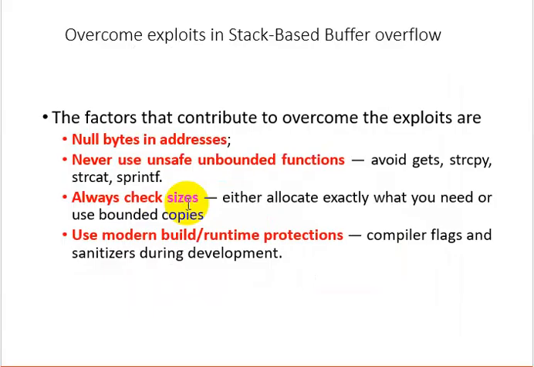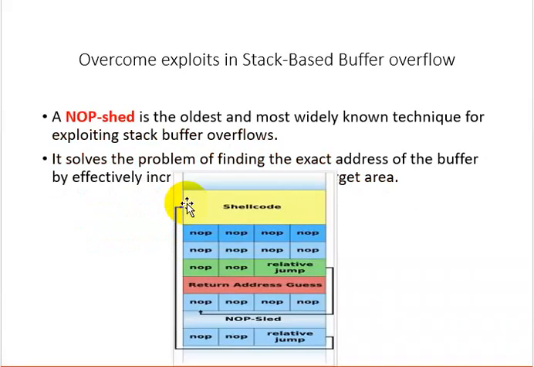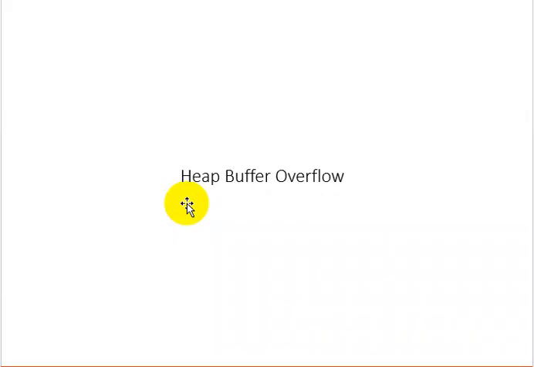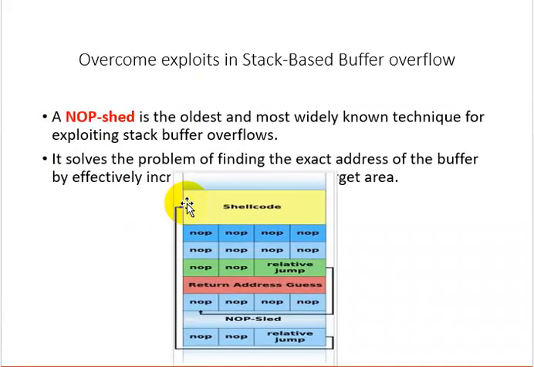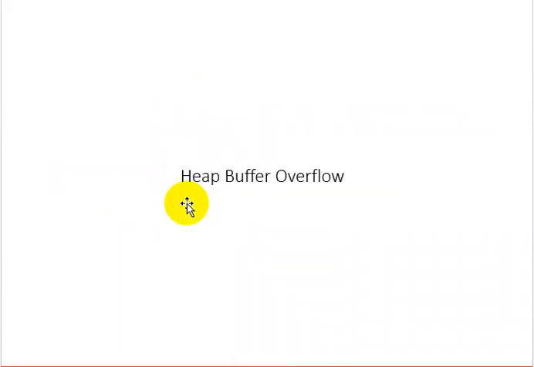To overcome these exploits, programmers should avoid unsafe functions such as gets, strcpy, string concatenation, and sprintf, and should always check the size of input data. This PPT also mentions modern compiler and runtime protection. These security measures can help reduce the chance of successful buffer overflow exploitation. Another technique mentioned here is the NOP shield, which is associated with exploiting stack-based buffer overflows.